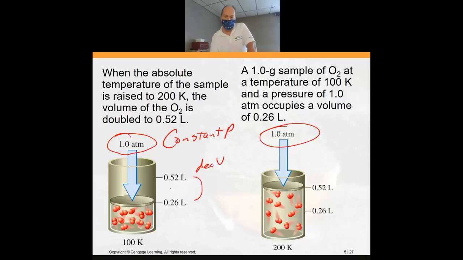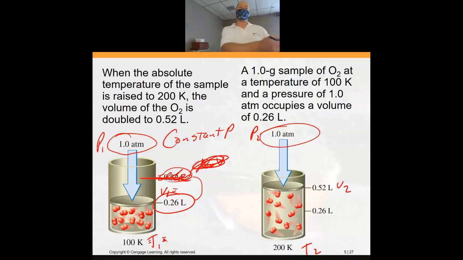So we're starting here. This is your V1, and this is T1. Now you come over here, and this is P1. Then over here you have P2, V2, and T2. So everything in the first one, I put a 1. Everything in the second one, I put a 2. And when I see that P1 is equal to P2, now I know I have constant pressure.